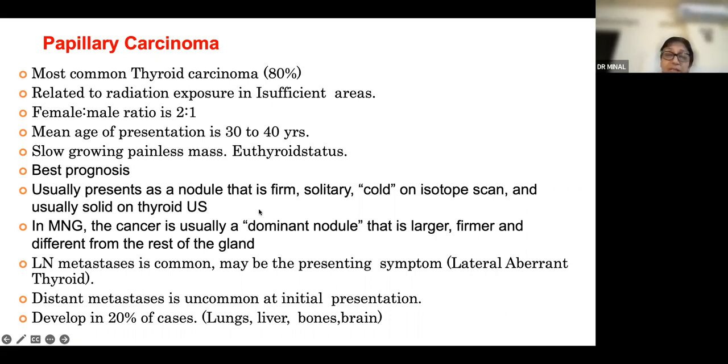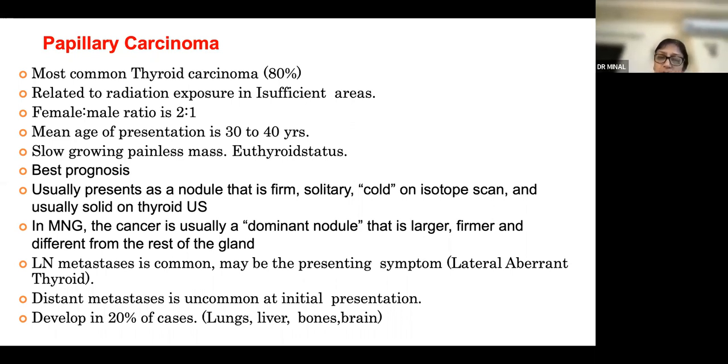It will present to you as a firm nodule. There's a firm solid nodule which on scintiscan will come as a cold nodule, and on ultrasound or MRI you will find a solid nodule. In MNGs, that is multinodular goiters, you come across a dominant nodule. That dominant nodule, which is a larger nodule, is most likely to get diagnosed or present as a papillary thyroid carcinoma.